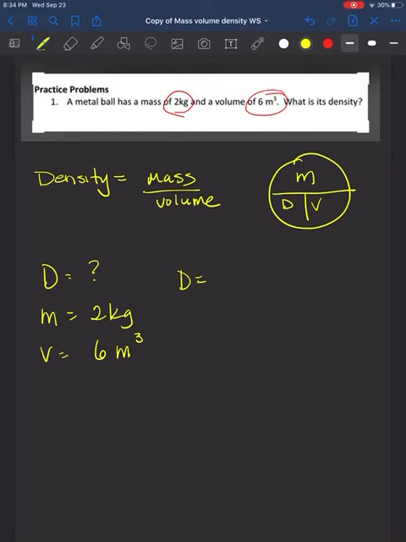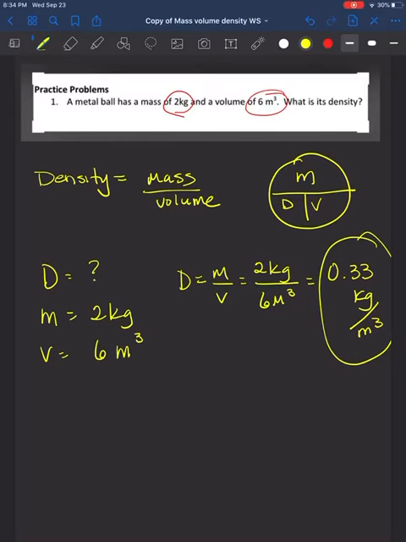My equation is density is mass over volume. So I can simply substitute those values in and solve. And I'm going to come up with 0.33 kilograms per cubic meter as my answer.